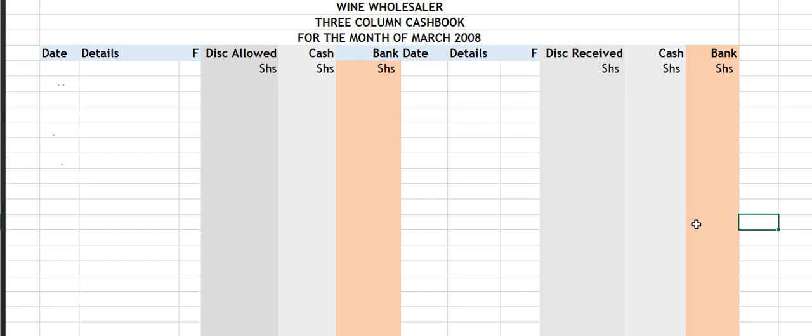You have to show the name of the business. It's a 3-column cash book for the month of March 2008. I have the debit side. Don't forget that the cash book has the debit side as well as the credit side. The debit side, that is the left hand side. Then the credit side, that is the right hand side. So I'll enter the different information in our 3-column cash book.